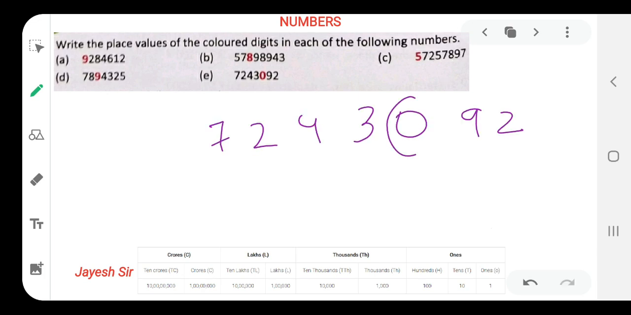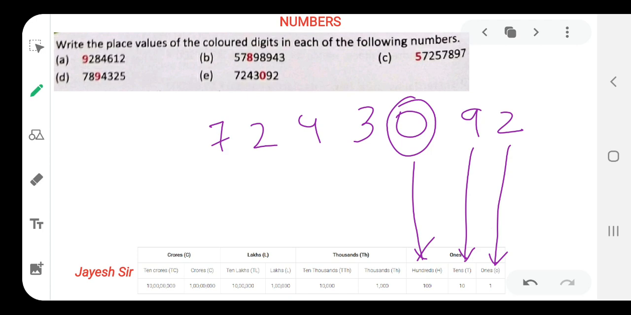7243092. We need to find the place value for 0. 2 for ones, 9 for tens, 0 for hundreds. So the place value for 0 is 100. We need to find it for that only. So by this we have completed question number 1 of checkpoint 3 properly.